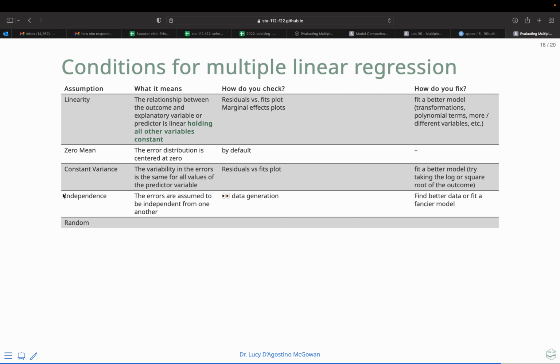All right, so the next assumption is independence. This is that the errors are assumed to be independent from one another. It's not really checkable. It's just based on understanding the data generation. The way you handle this is either to find some independent data to help answer your question, so find different data, or to fit a fancier model.